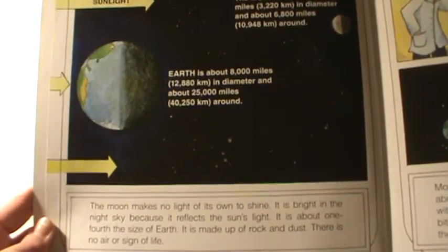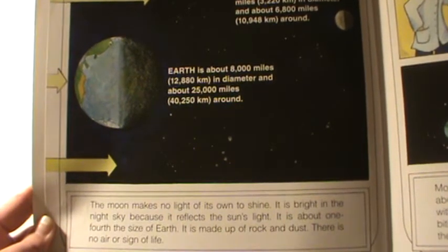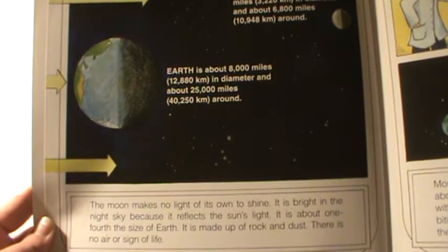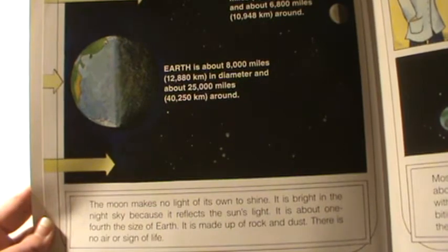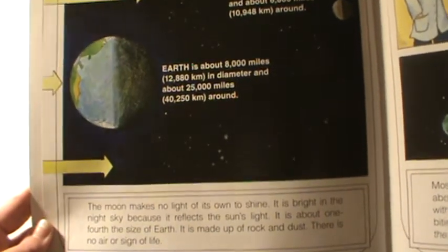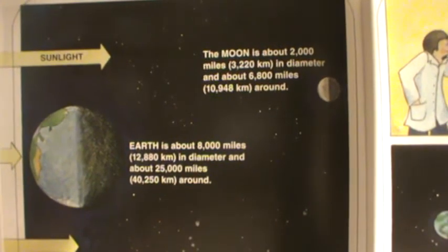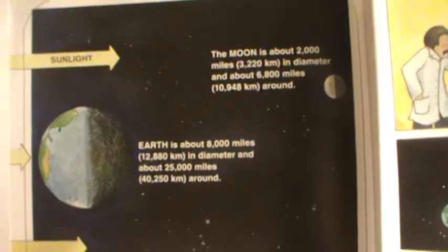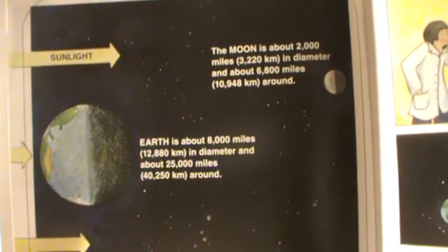The moon makes no light of its own to shine. It is bright in the night sky because it reflects the sun's light. It is about 1/4 the size of Earth. It is made up of rock and dust. There is no air or sign of life. The moon is about 2,000 miles in diameter and about 6,800 miles around. Earth is about 8,000 miles in diameter and about 25,000 miles around.